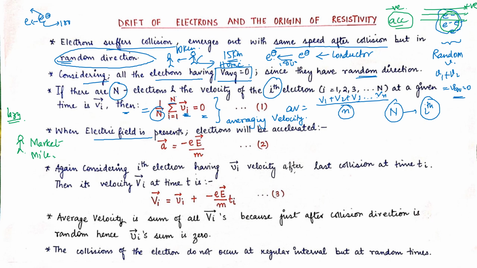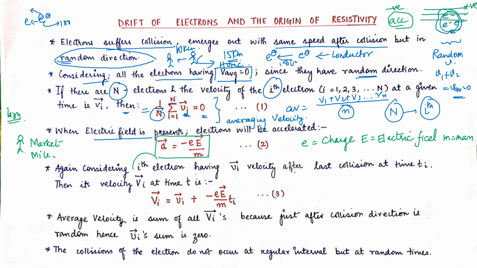So that acceleration is given as a equals minus eE upon m. e is the charge, capital E is the electric field, and m is the mass of the electron or the charged particle under consideration.